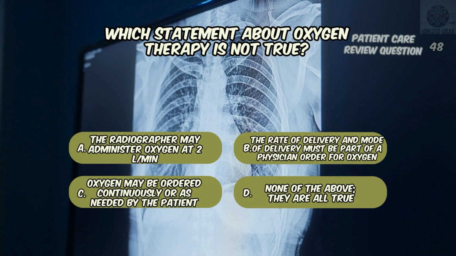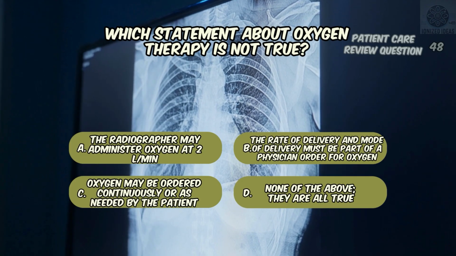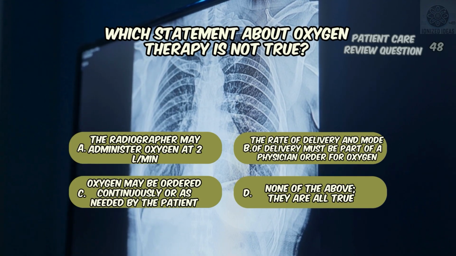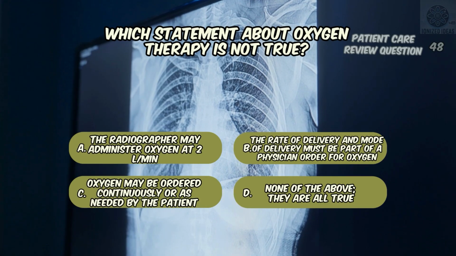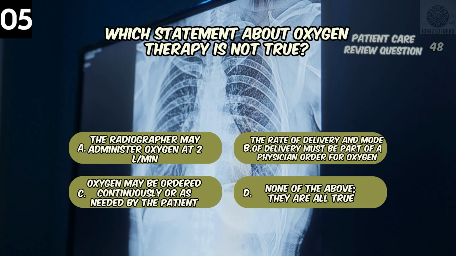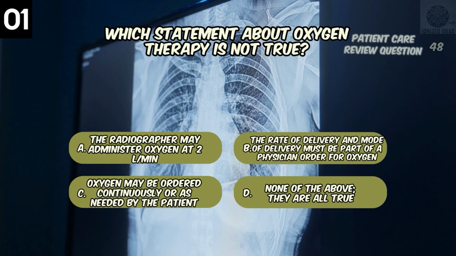Which statement about oxygen therapy is not true? A. The radiographer may administer oxygen at 2 L per minute. B. The rate of delivery and mode of delivery must be part of a physician order for oxygen. C. Oxygen may be ordered continuously or as needed by the patient. D. None of the above. They are all true.